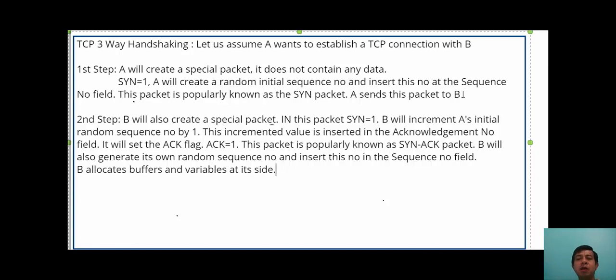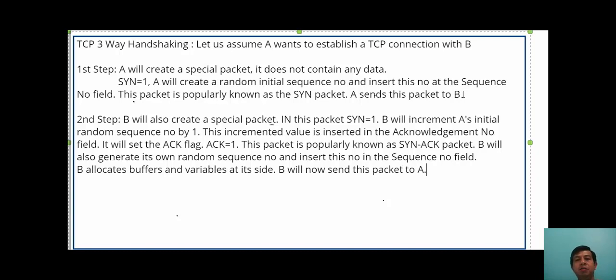For example, we talked about the timer. So how will it manage a timer? Obviously, it will use certain variables to implement a timer. So it will allocate buffers and variables at its side. Now this second packet, this SYN ACK packet, is created, and this packet will be sent to A. So B will now send this packet to A. This finishes the second step.